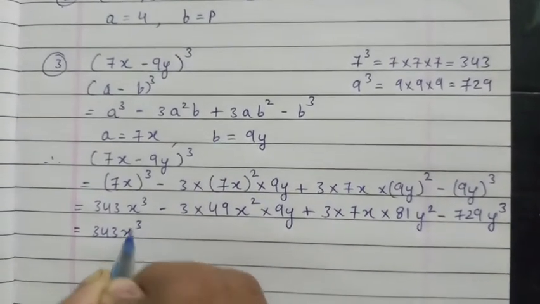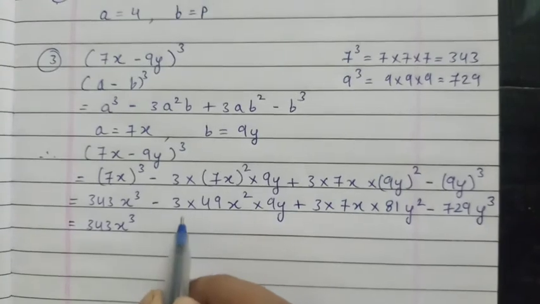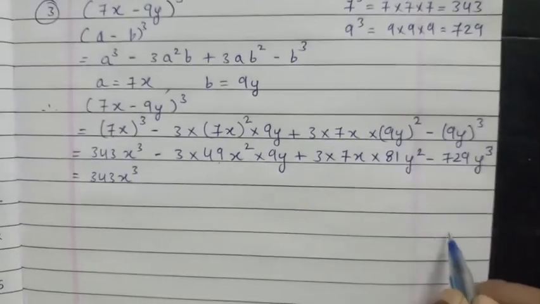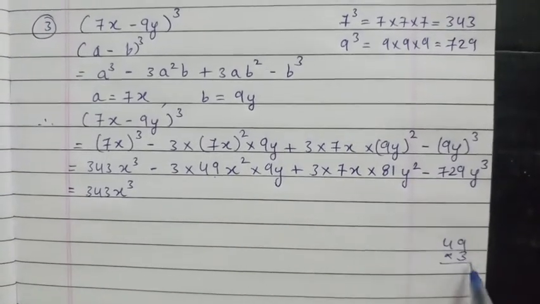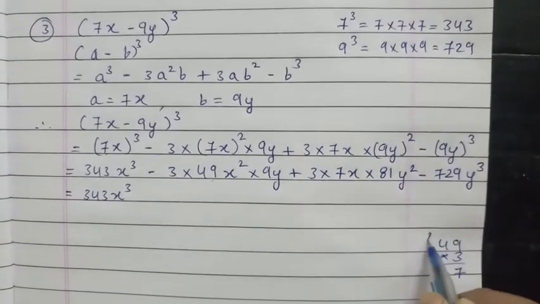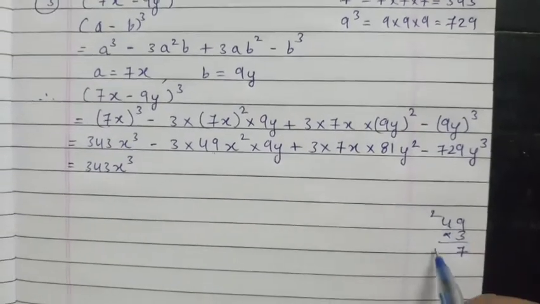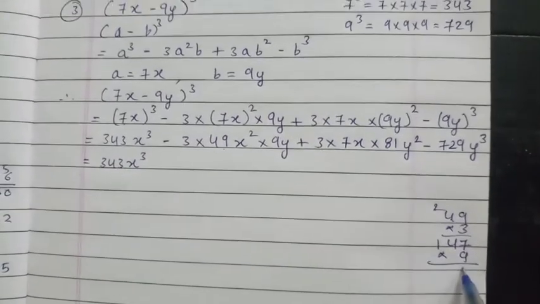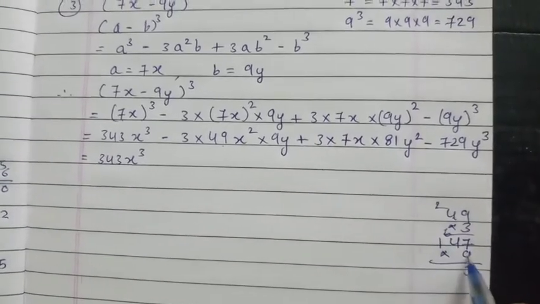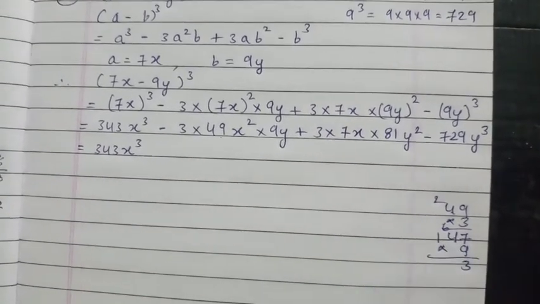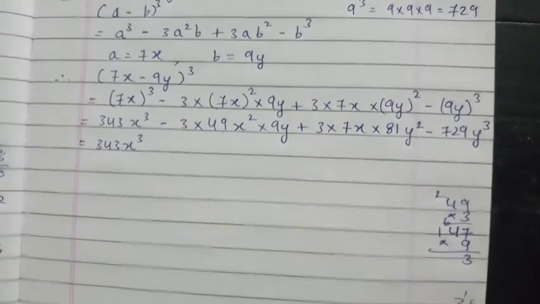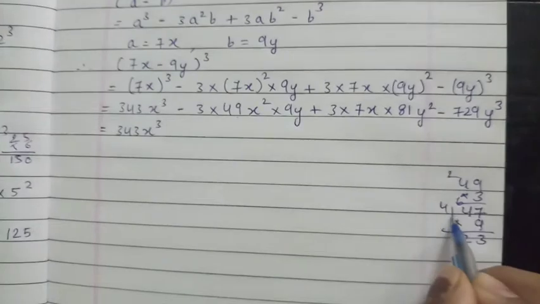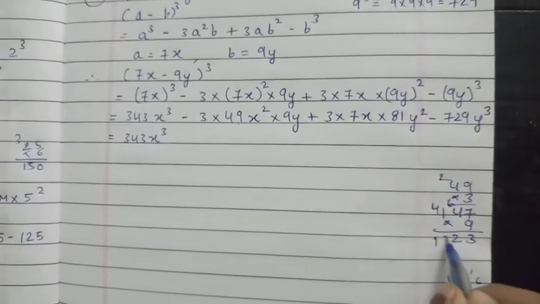343x cube. Now we have to multiply 49 into 3 into 9. So do it. 49 into 3. 3 9s are 27, 2 carry. 12 plus 2 is 14, multiplied by 9. 9 7s are 63, 6 carry. 9 4s are 36, 36 plus 6 is 42. So 4 carry. 9 ones are 9, plus 4 is 13.